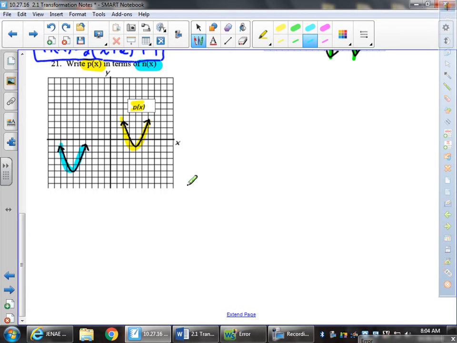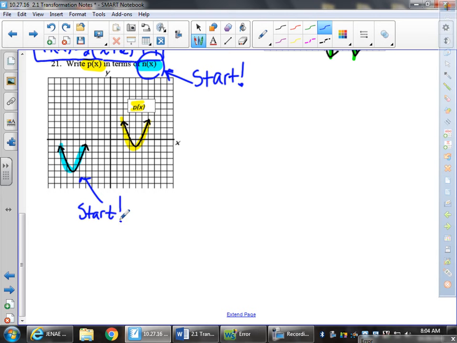Where are we starting? The back. N. So if you want to make a note, that means that on the graph, this is our start. Figuring out where we're starting is one of the most important pieces. So if this is our start, because this is n of x, how do we get from n of x to p of x? What's happening?